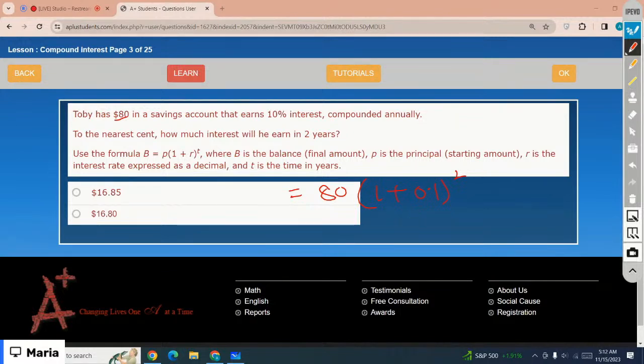So 1.21 times 80 is 96.8, right? You just have to calculate how much interest. So original amount is 80, right? So 96.8 minus 80 is 16.8. The interest he has on $80 after 2 years is 16.8. Got it? So the correct option is 16.8.